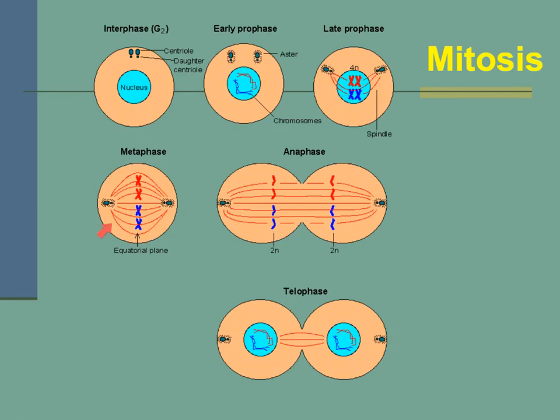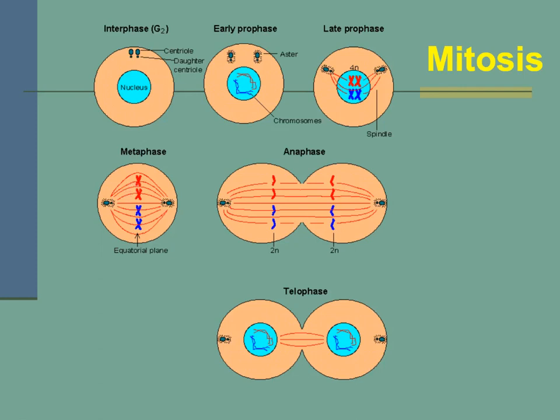Moving to metaphase. Metaphase is identified because the chromosomes have lined up in a straight line in the center of the cell. The center of the cell is known as the equatorial plane. Now you'll notice that our centrioles are on opposite sides, that our spindle fibers have attached to our centrioles and are attached to the center of the chromosome, known as the centromere.